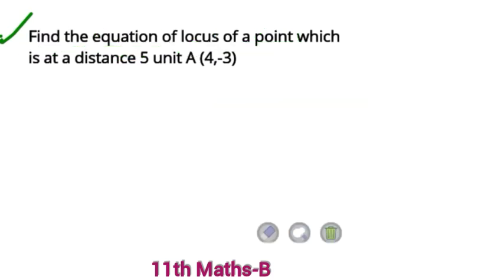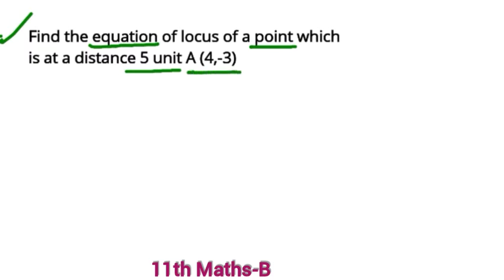So what do we have to find? An equation. We have to find the equation of a locus of a point. So what is the locus of a point? We don't know. So we have to find the locus of a point. Here two distances are given. One is 5 unit and another one is A, that is 4 comma minus 3.